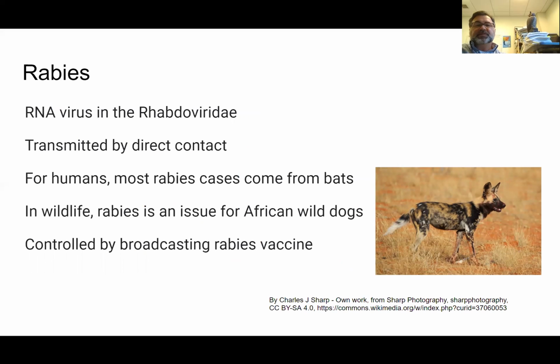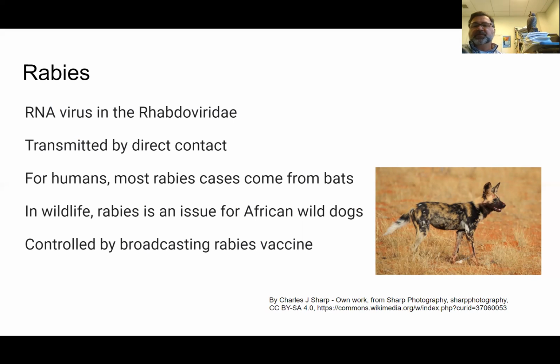All right, our first disease is going to be rabies. That's an RNA virus, in the Rhabdoviridae. It's transmitted by direct contact. The virus infects the nervous system, and it also gets into the salivary glands. When it gets into the salivary glands, it can be transmitted by a bite, or many times when animals are grooming. So cats, when they lick their paws, it can get in their claws and then be transmitted by scratching.